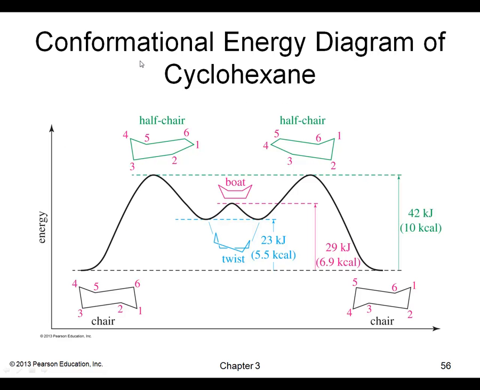Here we see the conformational energy diagram of cyclohexane. Note we start in the low energy chair conformation, and then as we go from one chair to the other chair, we have to go through a half chair and then 2 twists and then a regular boat and another half chair. Okay, costing us a total of 42 kilojoules to do that.